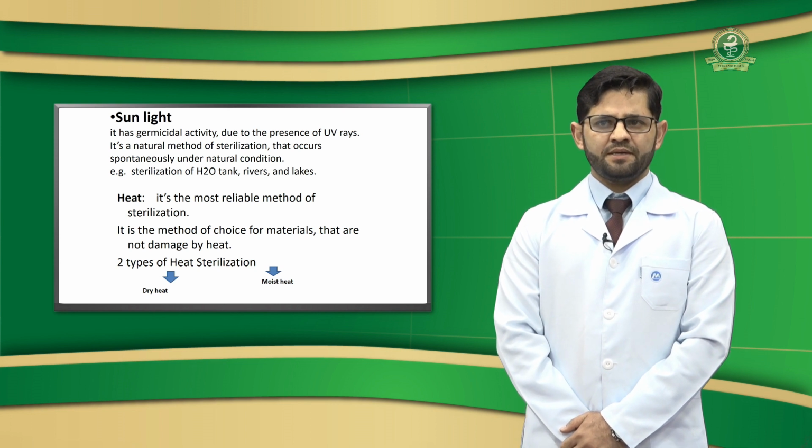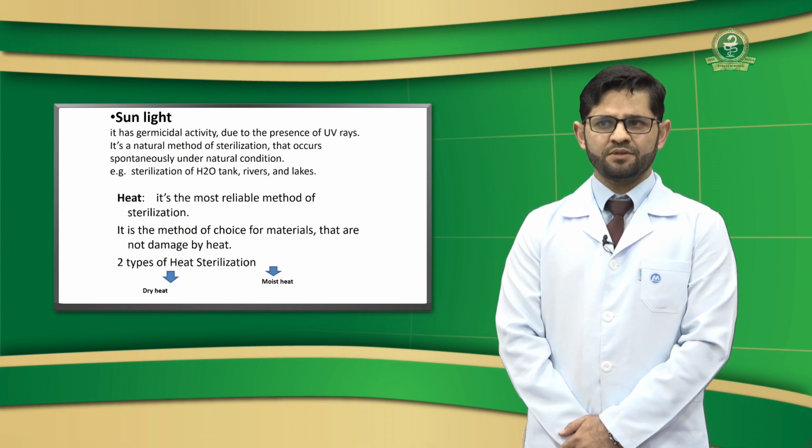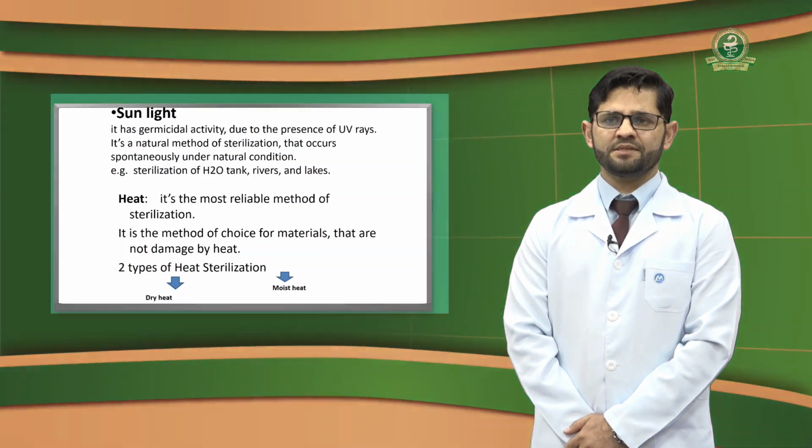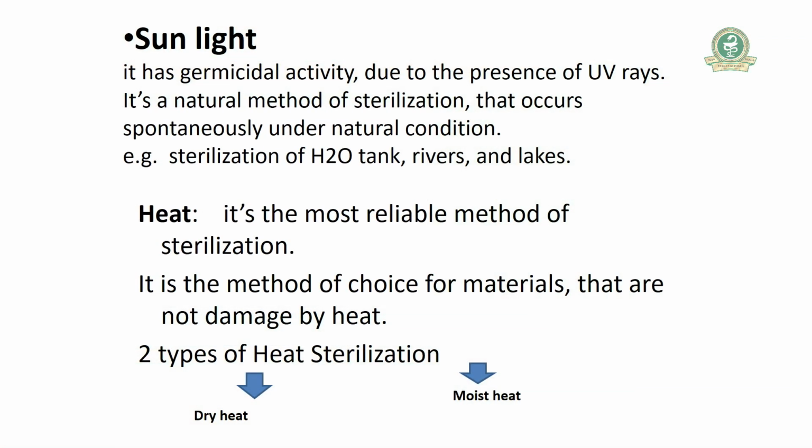Sunlight has germicidal activity due to the presence of ultraviolet rays. It is a natural method of sterilization that occurs spontaneously under natural conditions. For example, sterilization of water tanks, rivers, and lakes.